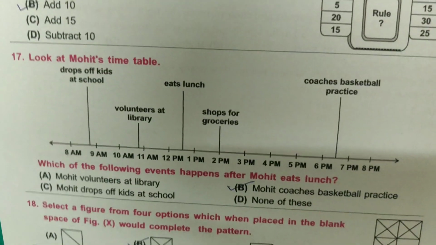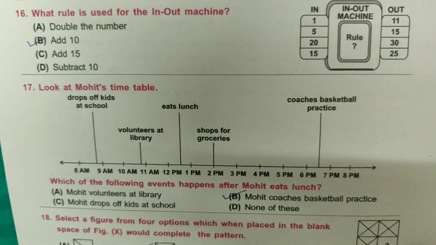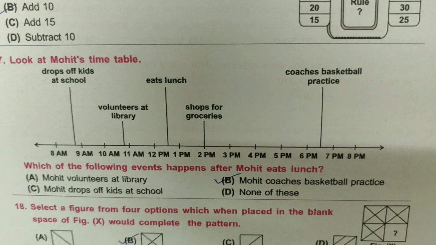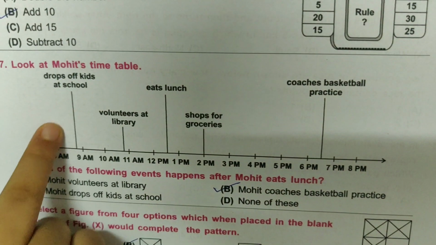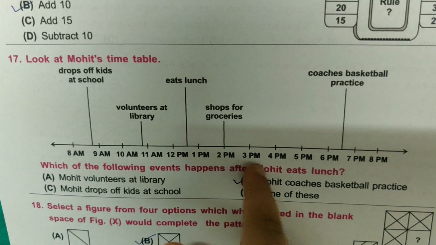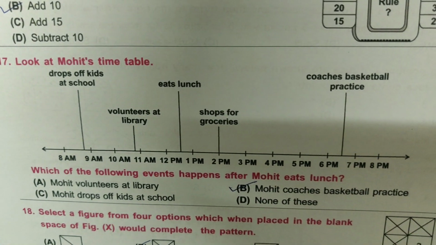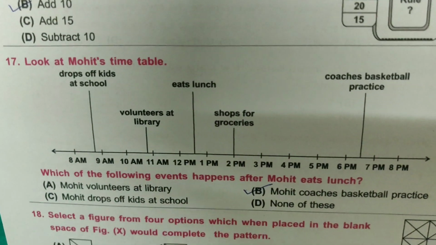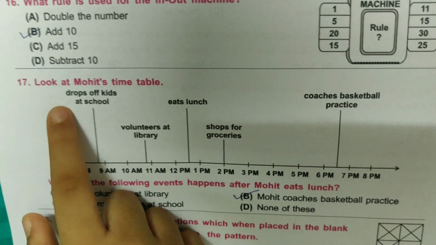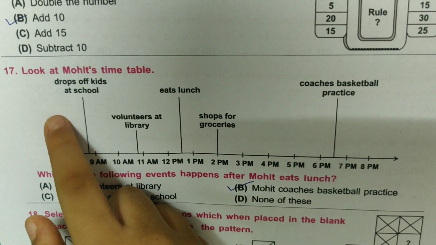Okay, 17.1 is a graph. Look at Mohit's timetable. Oh, it's a timetable, not a graph. Drops off kids at school. These are the times, 8 a.m., 9 a.m., and so on till 8 p.m. Near 9 a.m., the first line says, drops off kids at school.